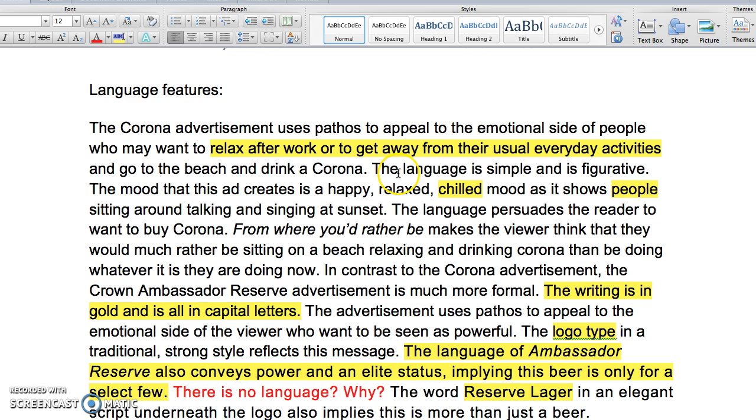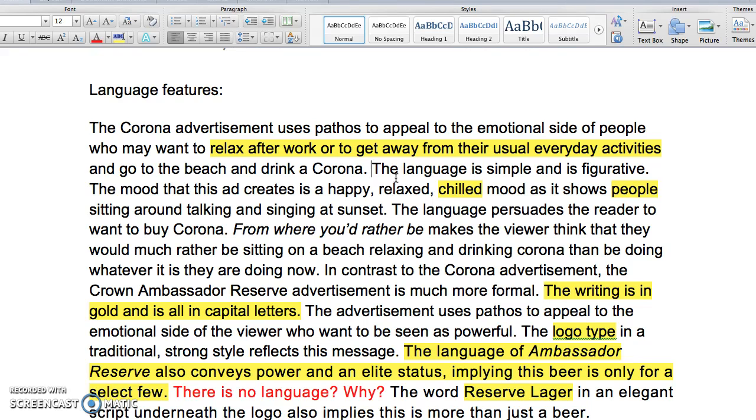The language is simple and figurative. Well, it's simple, but you haven't addressed the fact that it's using direct address from where you'd rather be. This is a classic persuasive technique, which is called direct address. What's the effect of that? It creates a connection with the target audience. It's a chatty way of using language, which again reinforces the mood that it's creating.